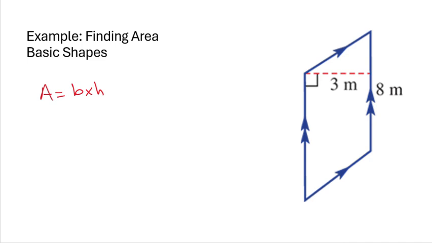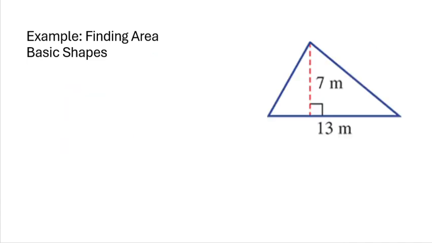No, parallelogram. Parallelogram, okay? Parallelogram, which is base times height. So the base is going to be 8, the height is 3. Just substitute the numbers in, 24 meters squared. Now, when dealing with area, you must always put in the squared value at the end, okay?